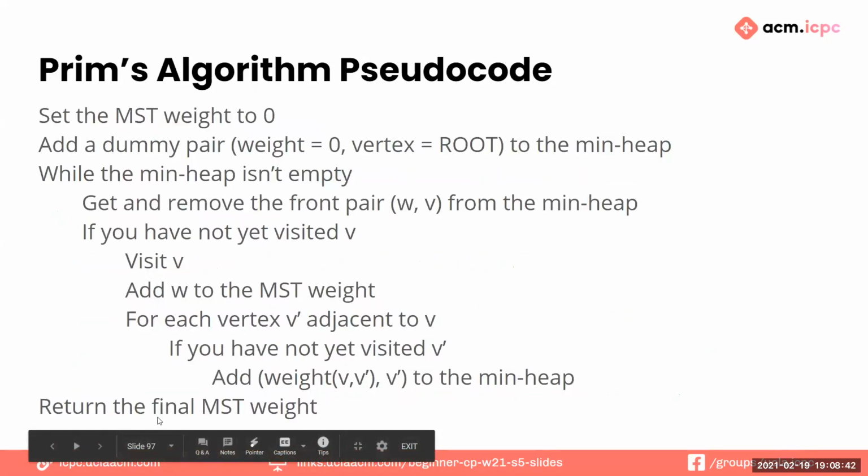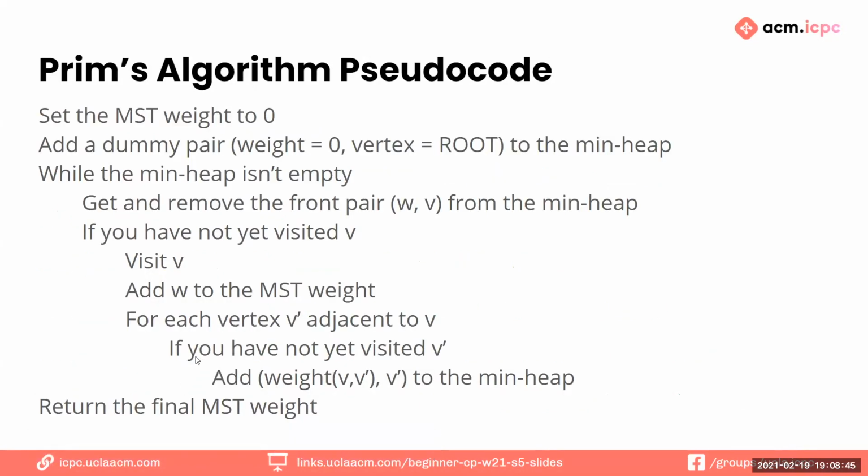Okay, so now we will go on to Prim's algorithm. We're going to implement Prim's algorithm for an adjacency list. First we set the weight to 0. We're going to be building up the weight as we go along, the minimum spanning tree weight, I mean. And first we start off by adding a dummy pair to the min heap. That's going to be a weight of 0, and then the vertex being the root, or whatever vertex you start at.